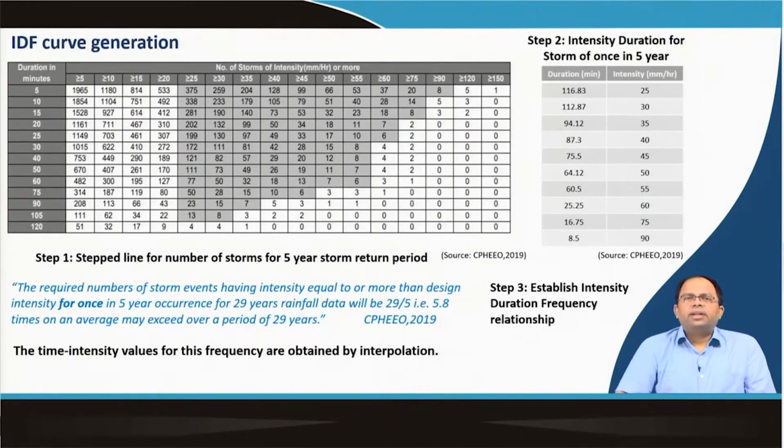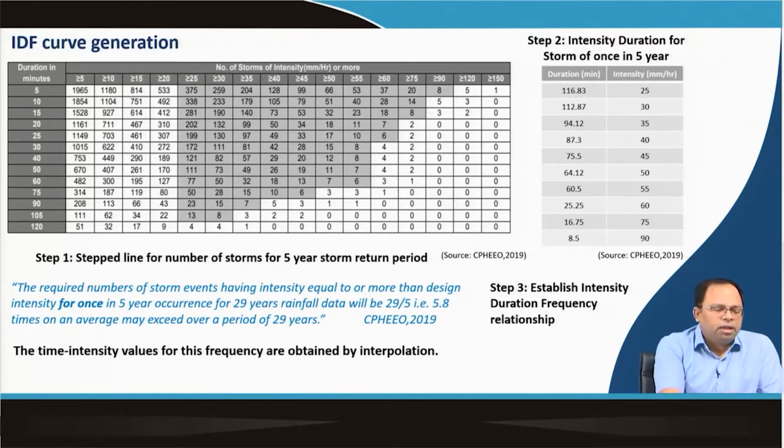This is where we are generating the IDF curve. In the first table you see here, this is the duration in minutes: 5 minutes, 10 minutes, 15 minutes, and so on. Similarly, on this side we have the rainfall intensity: greater than or equal to 5 millimeter of rainfall per hour, greater than or equal to 10 millimeter, and so on. The figures are the number of events that have happened, right.